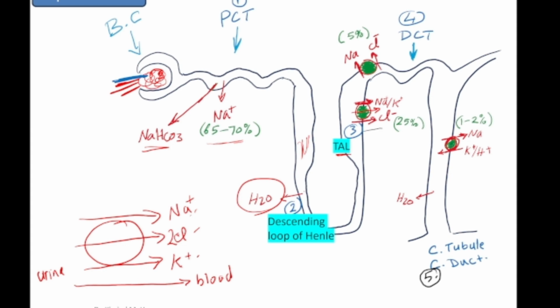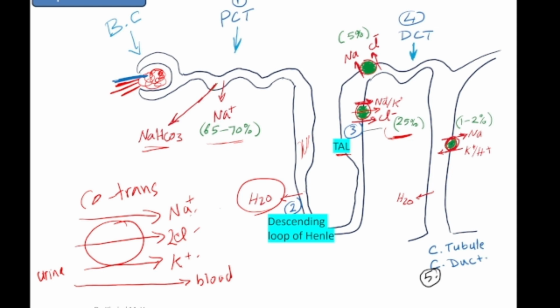So in the thick ascending loop of Henle, we have a co-transporter. This co-transporter is responsible for reabsorption of sodium, 2 chloride, potassium from the urine to the blood. And this is responsible for reabsorption of sodium: 25% of sodium will be reabsorbed through this mechanism.